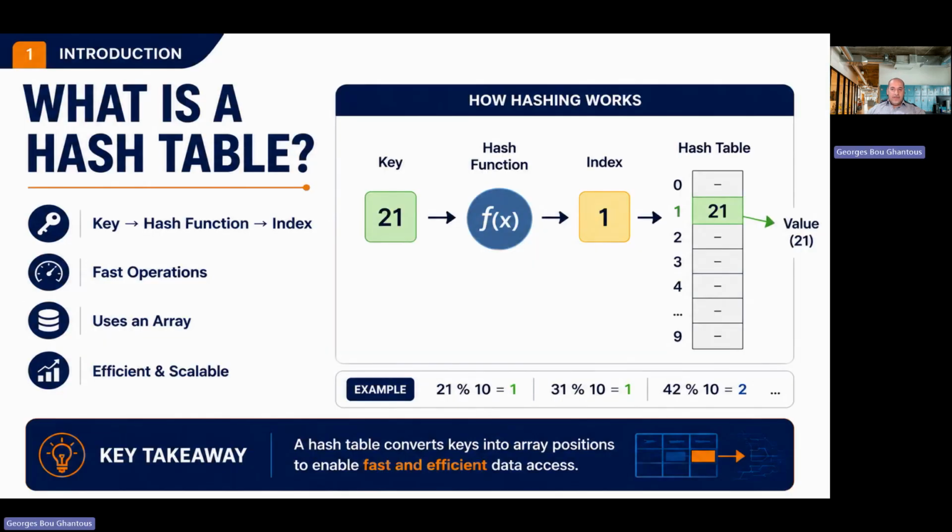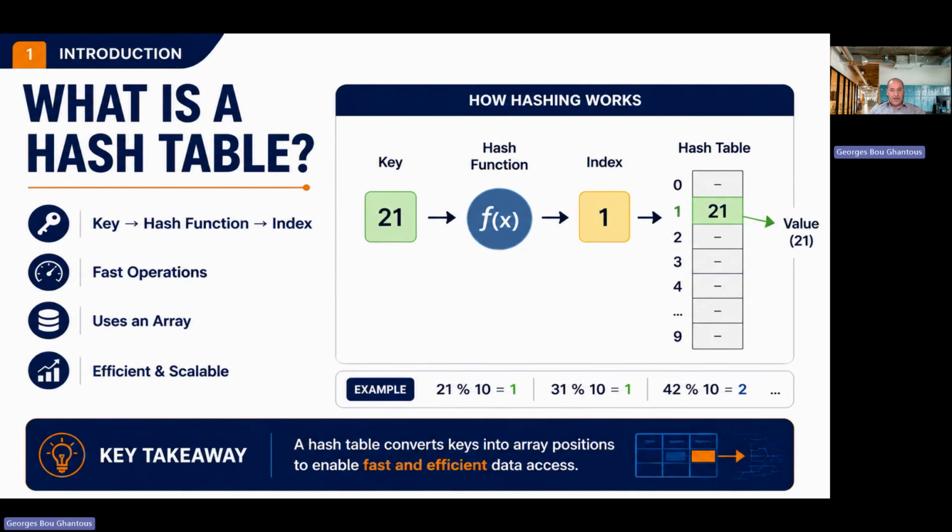A hash table is a data structure designed for very fast data retrieval. The core idea is simple. We take a key, apply a hash function, and convert the key to an index in an array. For example, if we use the key 21 and apply the hash function modulus 10, we get index 1. That one will be the position of the value for key 21 in the array. The value is then stored at that location in the table.